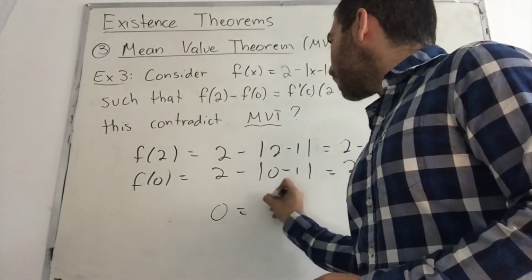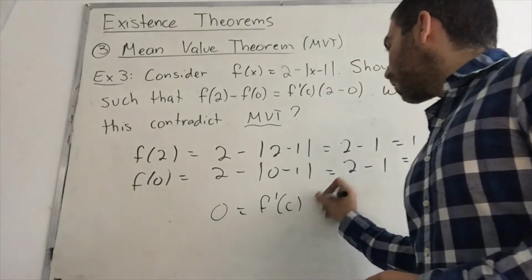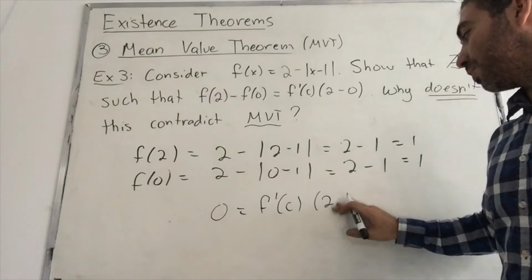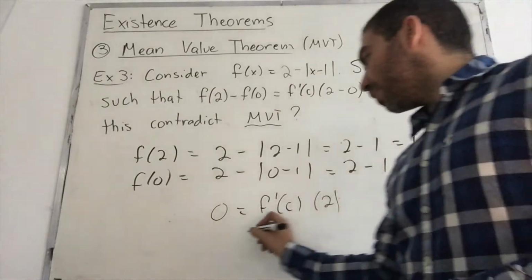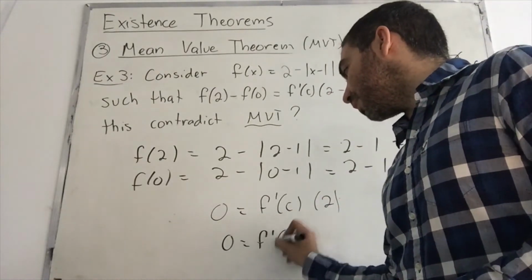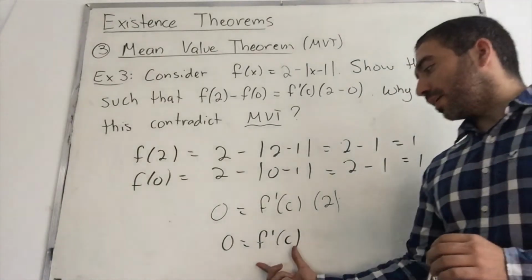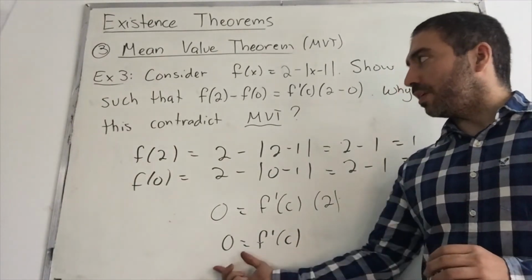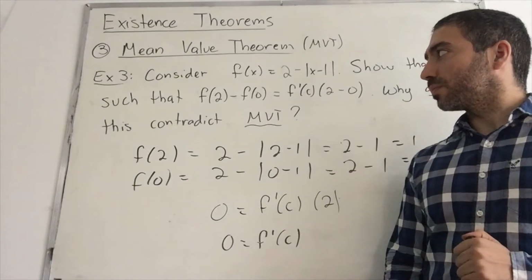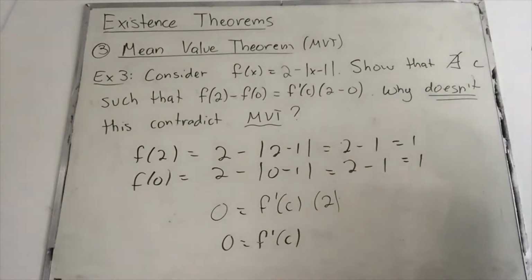So 0 equals f prime of c times 2 minus 0, which is just 2. Divide both sides by 2, we get 0 equals f prime of c. So why can't the derivative equal 0? What's the issue with this?